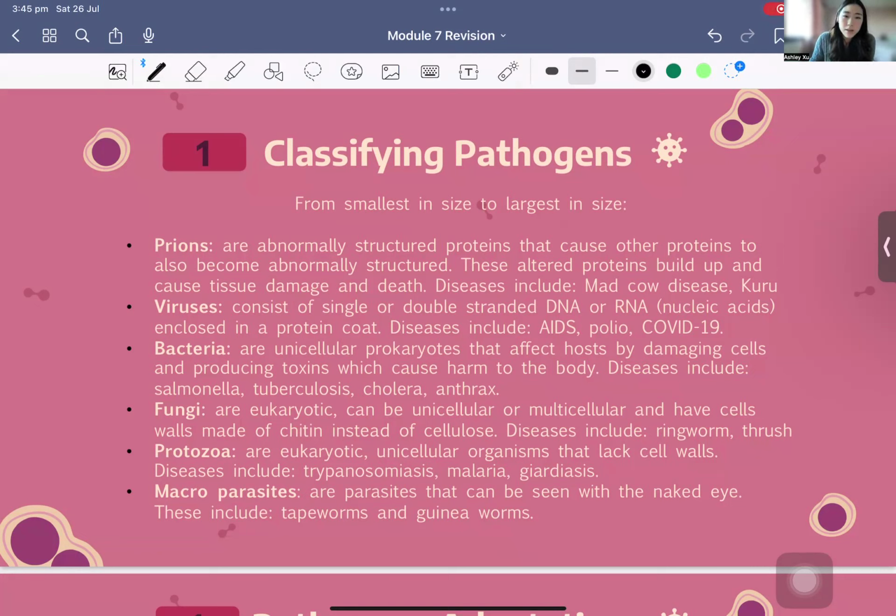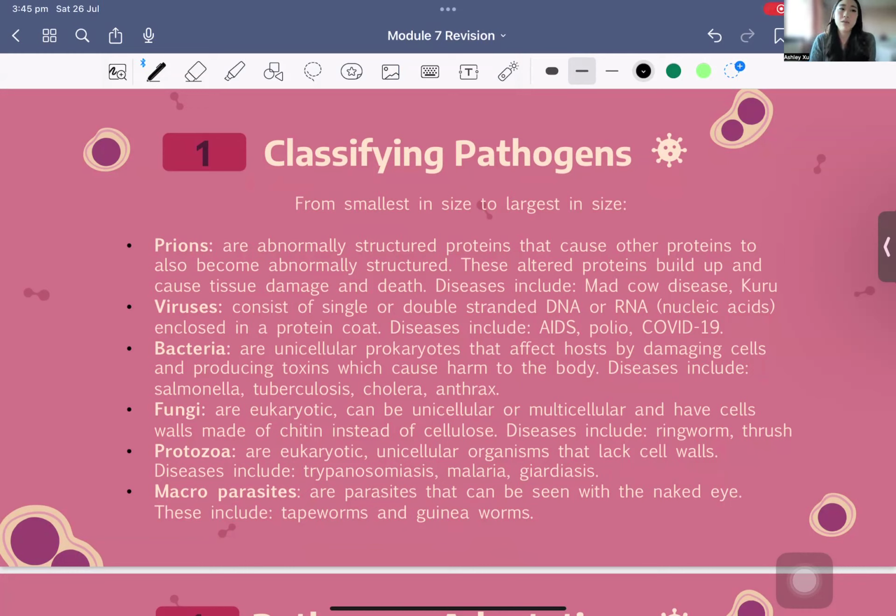Moving on to bacteria, this is the third smallest pathogen. Bacteria are unicellular prokaryotes. This should be in your brain by now. We learned it from Year 9 and 10. So unicellular prokaryotes. What does prokaryote mean? It means that they don't have membrane-bound organelles. Unlike eukaryotes, which is us, you and me, eukaryotes have membrane-bound organelles, which means we have that membrane around all of our organelles, like our nucleus. It has a nuclear membrane. Prokaryotes don't have that.